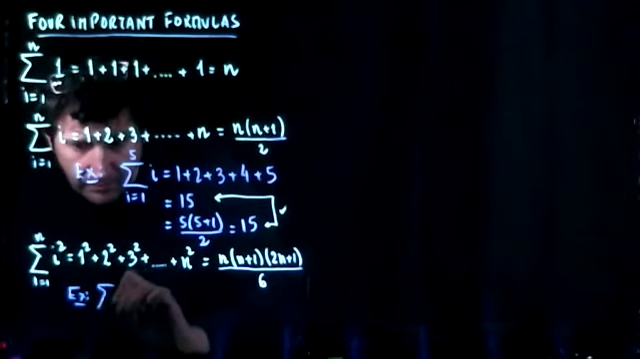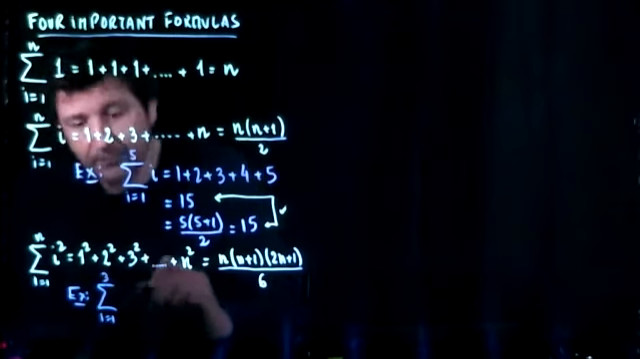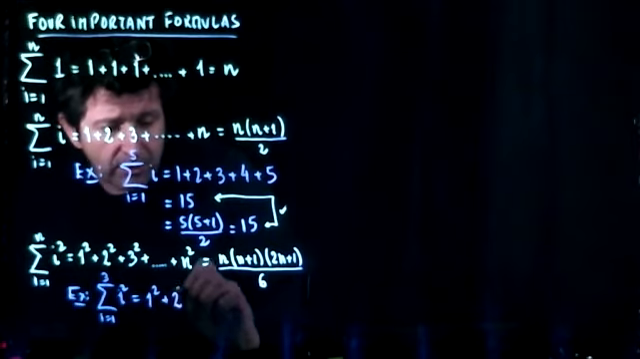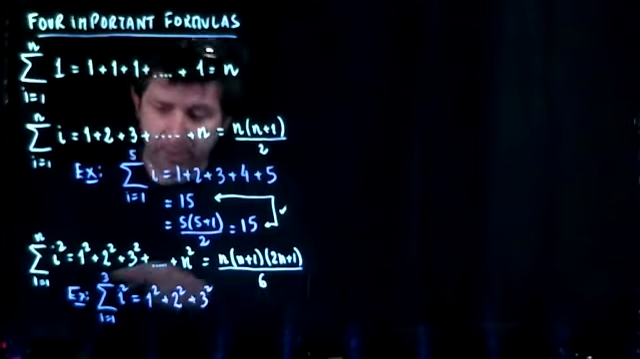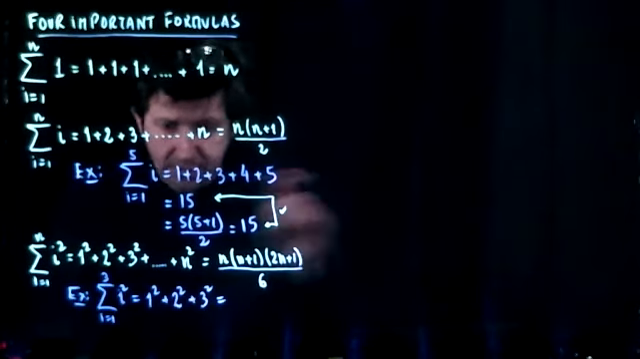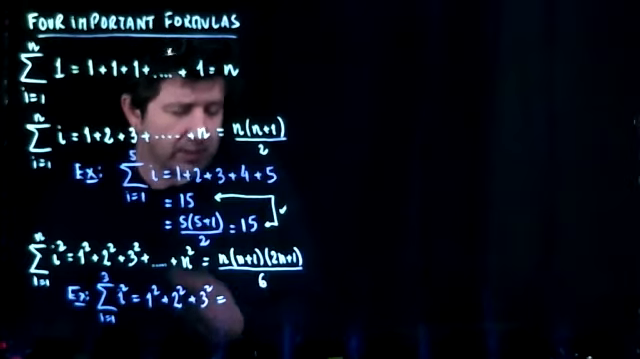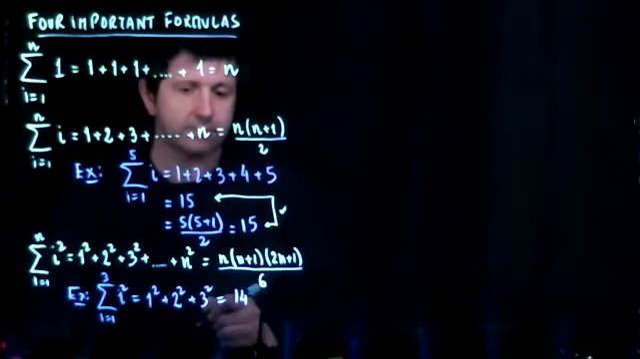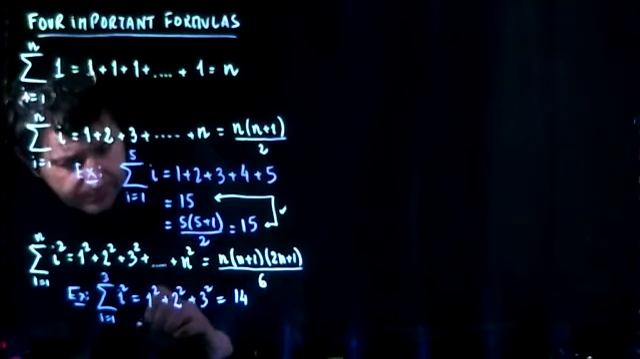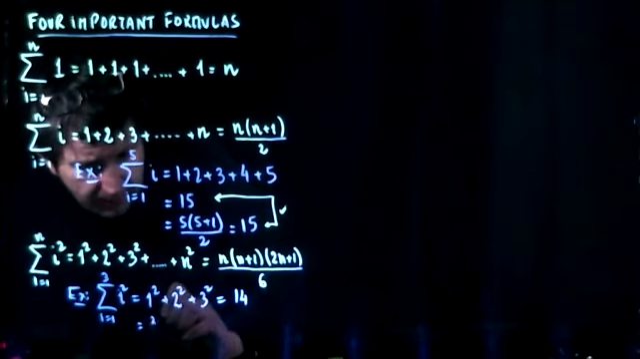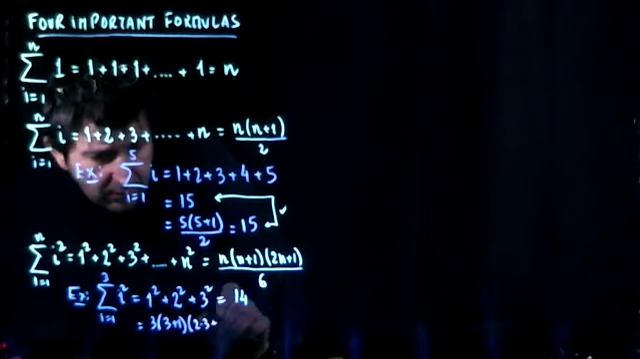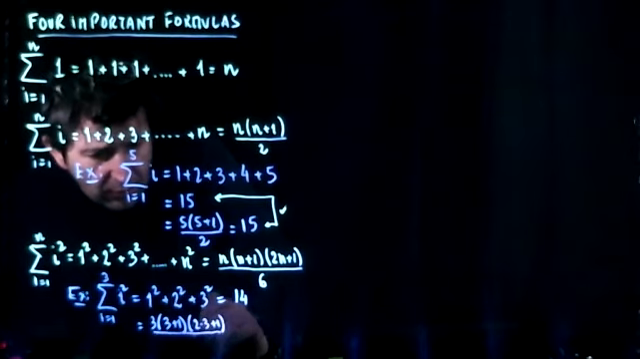So let's do the sum i goes from 1, let's say, to 3 of i squared. So that's 1 squared plus 2 squared plus 3 squared, right? We stop at 3. Let's calculate this. So it's 1 plus 4 is 5, and 5 and 9 is 14. And if I use the formula, I will get 3 times 3 plus 1 times 2 times 3 plus 1, and all this over 6.